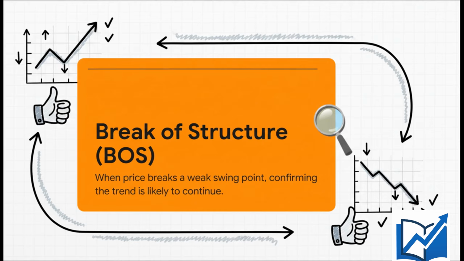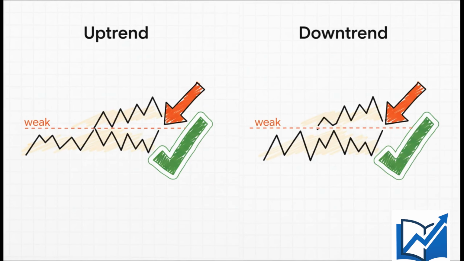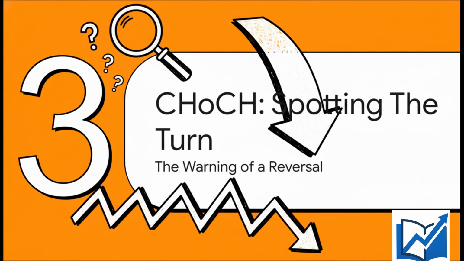It's basically the market giving you a big thumbs up saying, yep, this trend is still going strong, the momentum is still here. And you can see it perfectly right here. On the one hand, you see price breaking that weak high. That's a bullish BOS. On the other, it's breaking the weak low, a bearish BOS. Now, this isn't about predicting the future. It's about confirming what is happening right now. So just burn this into your brain. BOS confirms the trend.